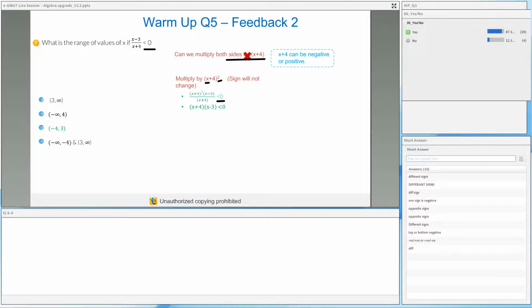I've already taught you how to solve this using a wavy line method. You just need to plot the 0 points. In this case, it would be minus 4 and 3, and use the logic that I've taught you to find out the range of positive, negative, positive. Once I do that, what I'll get is I need to find out less than 0, which means I'm looking for minus 4 to 3, and hence the answer in this case would be option C. Oops, D.